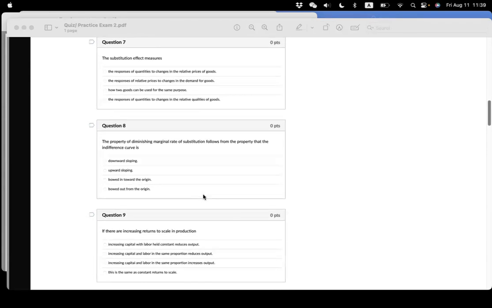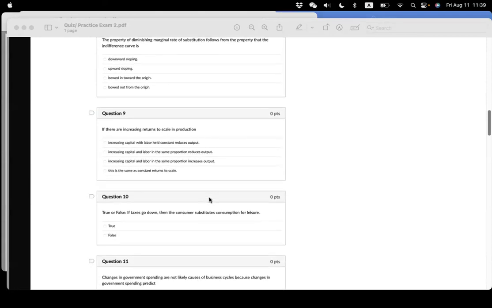Now, question 8. The property of diminishing marginal rate of substitution follows from the property that indifference curve. That's what I just explained to you. Right? So the indifference curve is bowed in toward the origin. Okay. So actually, it just says the slope is getting steeper and steeper. But why is there a diminishing marginal rate of substitution? Because you prefer diversity. Right.